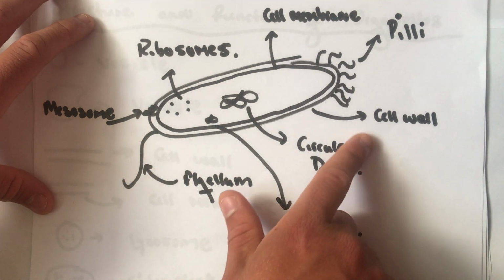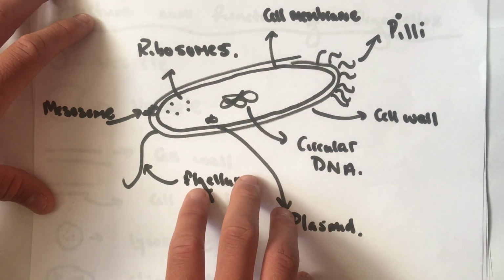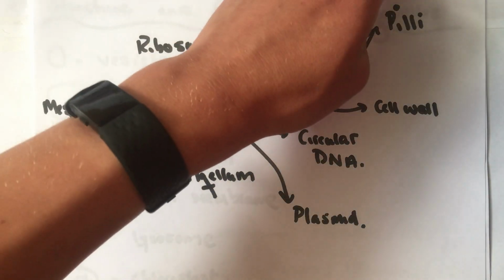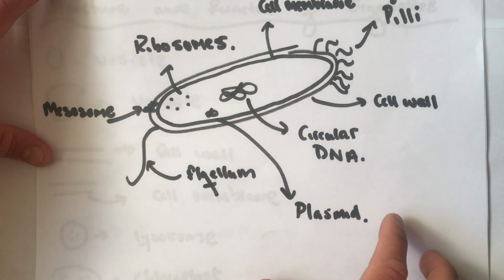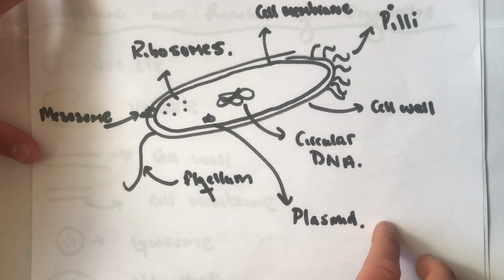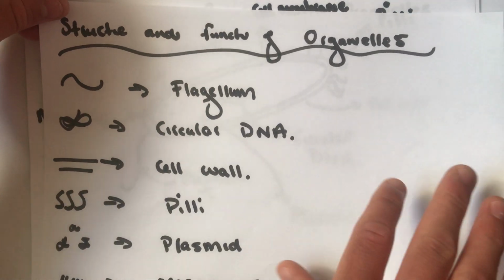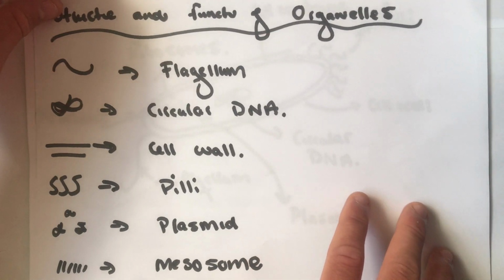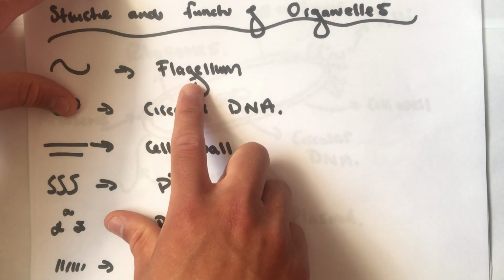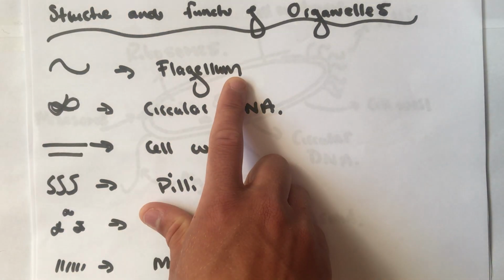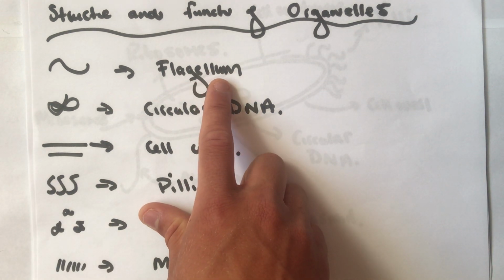And as you can see, there are a few differences between the bacteria cell and the plant and the animal cell that we have just focused on. Now, we will finish off with the structure and the function of the bacterial cell's organelles. So the bacterium cell, you may have noticed, has a flagellum. And the function of this flagellum is to provide movement.